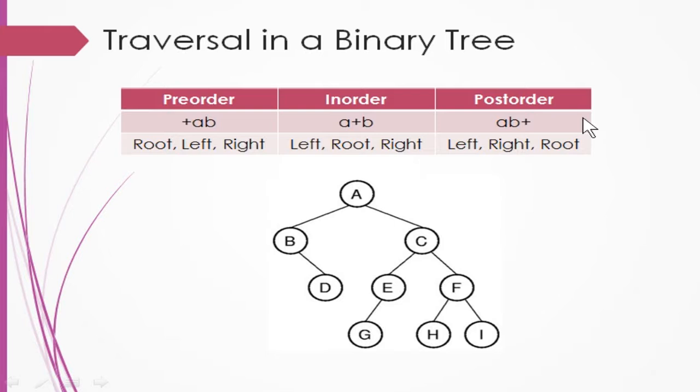Now let us check the same thing in a tabular column. For pre-order you can see it is plus AB, in-order it is A plus B, and post-order it is AB plus. The same thing can be written as root, left, right. So visit the root first, then the left subtree, and then the right subtree. That is pre-order. In in-order you can see left, root, right: the left subtree, then the root, and then the right subtree. In post-order you can see left, right, root. So first visit the left subtree, then the right subtree, and finally the root.